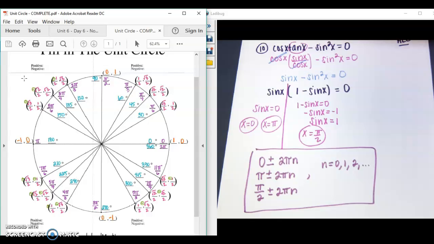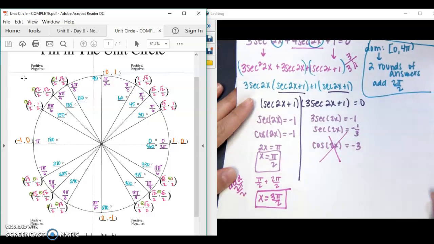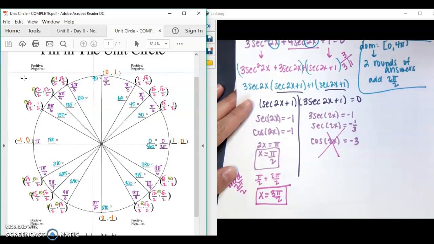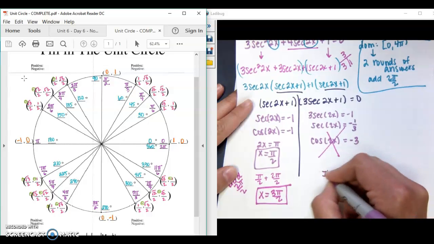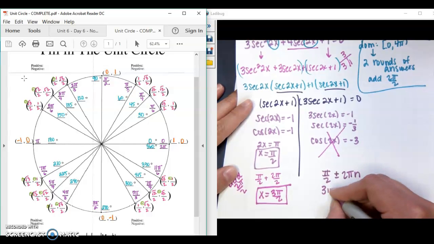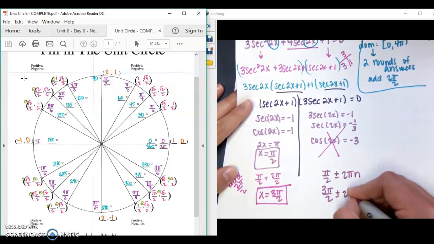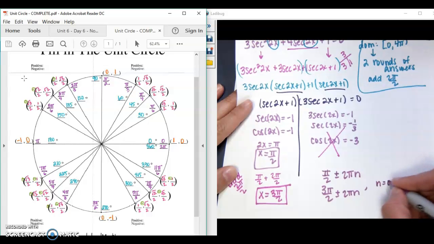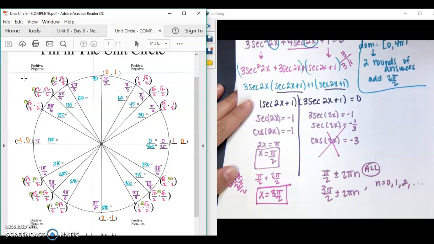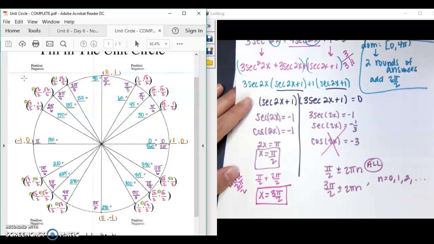So like if we were to go back to number 9, if this asks the same question, you would still have to do your 2 rounds, but when you wrote your final answer, you would be writing pi over 2 plus or minus 2 pi n. And we would write 3 pi over 2 plus or minus 2 pi n. And you always have to just state that n is 0, 1, 2, or anything bigger than that. So if they ask for all on number 9, that's how your answer would have looked versus just the 2 answers. Okay.